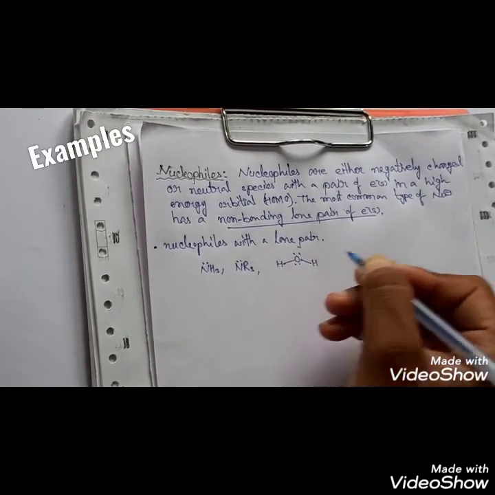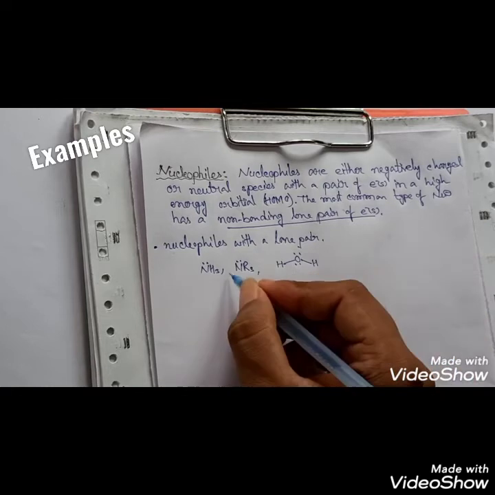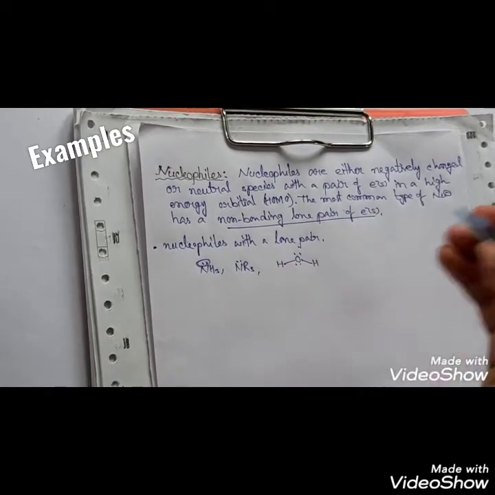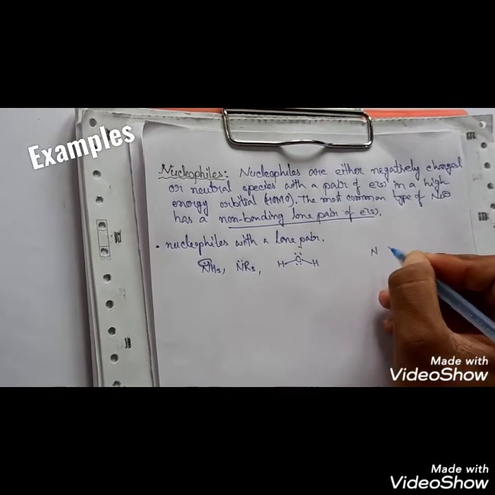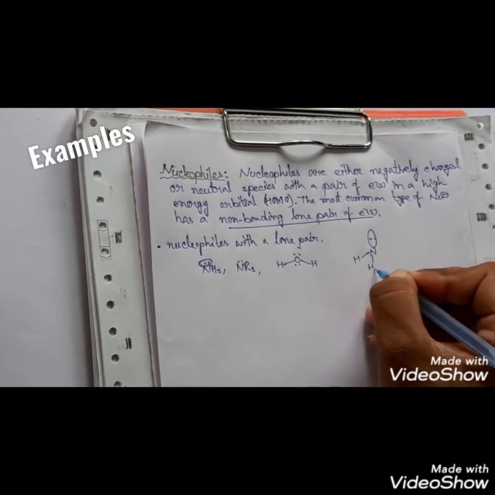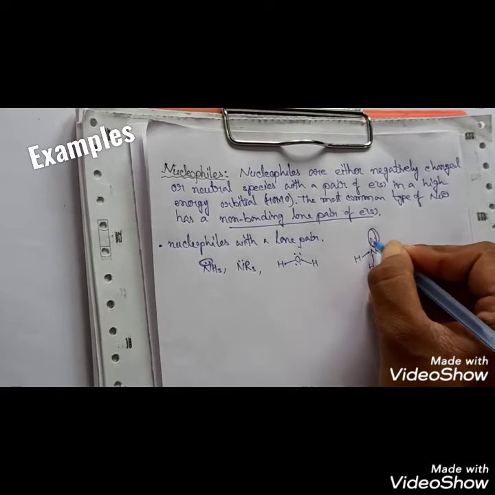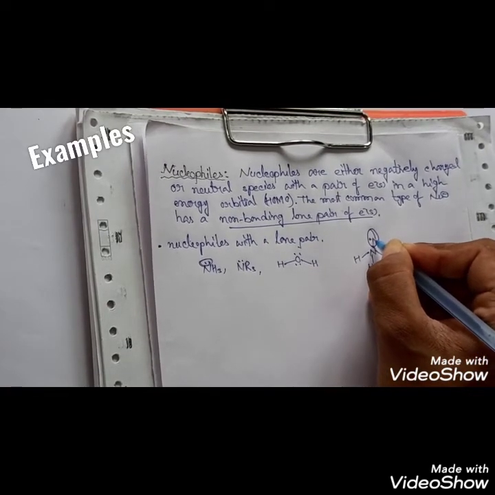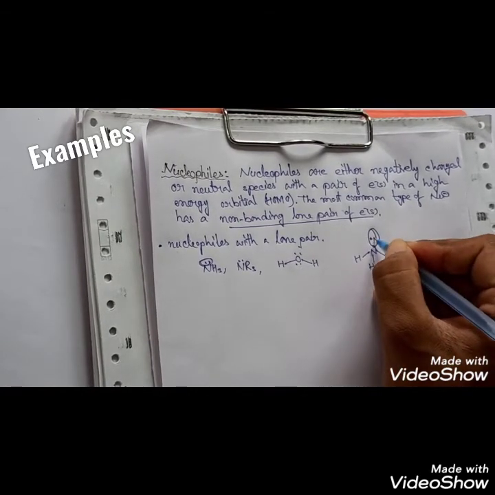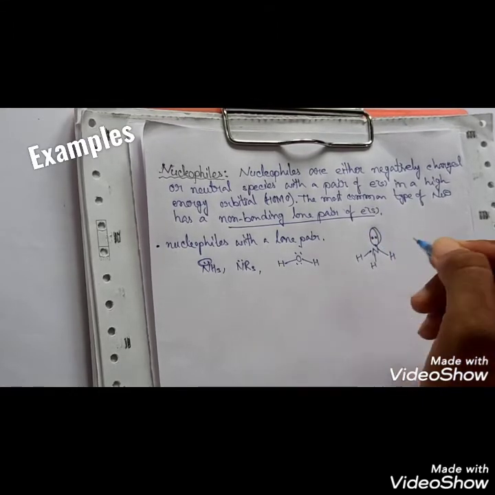This is the lone pair of oxygens. So this is the lone pair. Nucleophiles with a lone pair. So let's see. We know that ammonia is sp3 hybridized. So this is the hydrogen, and this is the lone pair. This will take part in the reaction as a nucleophile, sorry, as a nucleophile. And it is a HOMO, highest occupied molecular orbital.